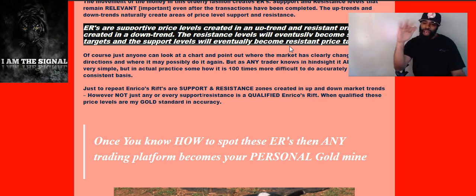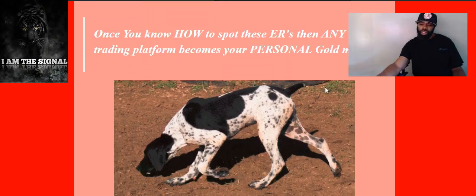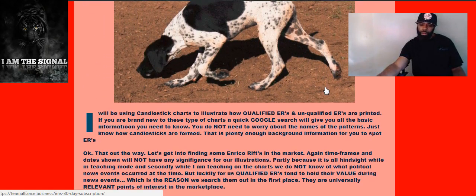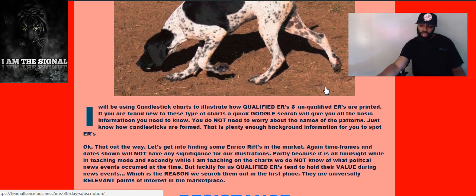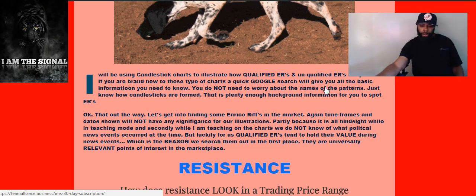Okay. Once you know how to spot these Enrico's rifts in any trading platform that you're on, you're going to understand that this is like a personal gold mine, really. Once you understand. I'm going to be using candlestick charts mostly when I go over this to illustrate what the qualified Enrico's rifts look like and what the unqualified ones look like. We'll actually get on the charts and see how it prints up. I've got some slides here that we're going to go through, right? And if you're new to candlestick charts, you can just look it up on Google or whatever. You'll find plenty of information on that.